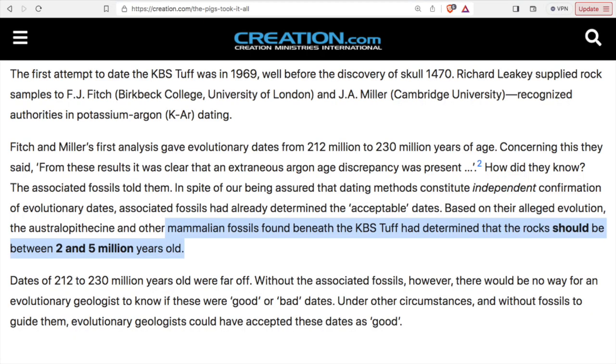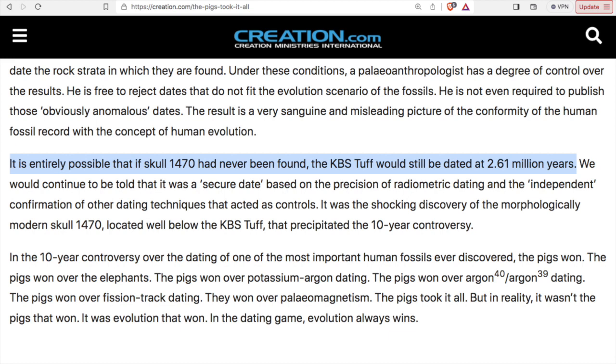And so mammal fossils found beneath the KBS tuff had determined that the rocks should be between 2 and 5 million years old, based on their evolution theory. So then they had, that 230, that's wrong because we got these fossils. And then they found skull 1470. And it's entirely possible that if skull 1470 had never been found, the KBS tuff would still be dated at 2.61 million years. And that's too old to have a human skull, so we got to change the date somehow. And they figured, well, we know when the pigs went extinct, and we know when the elephants went extinct, so which one should we use to date this layer?